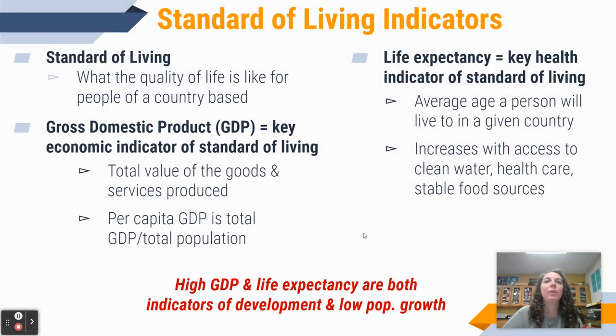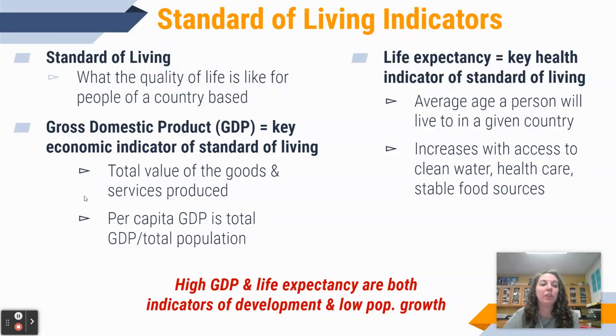So a few ways that we can measure some standard of living indicators. Standard of living is just what the quality of life is like for people in a country. That includes being able to get the necessities like food, water, shelter, but it also takes a look at some comforts, like do we have heat, electricity, do we have access to entertainment.